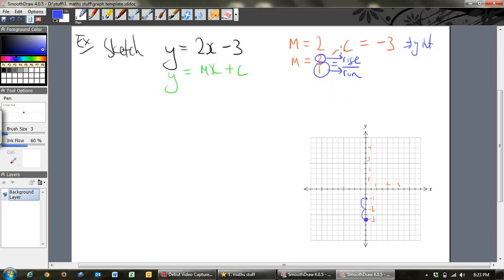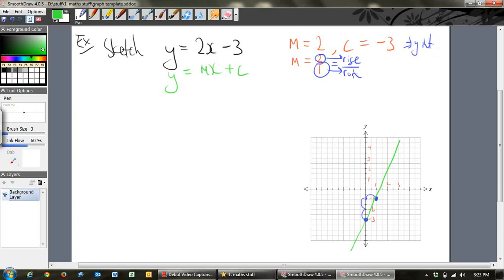Then we also need to go a run of 1. Remember, run means to the right, so we go across to the right by 1, and we draw another dot there. Now that we have 2 dots on the line, we draw a line through them. You get your ruler out and draw a straight line between those 2 points, and you're finished. That's it.